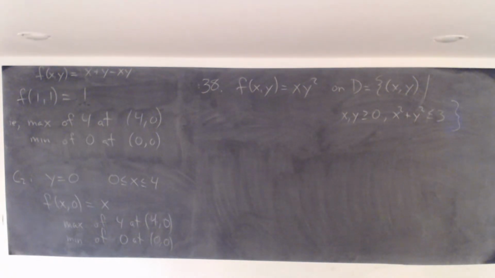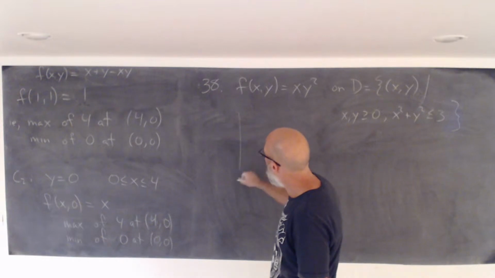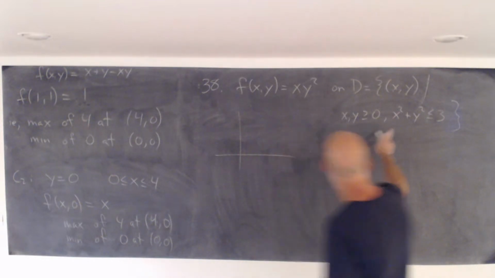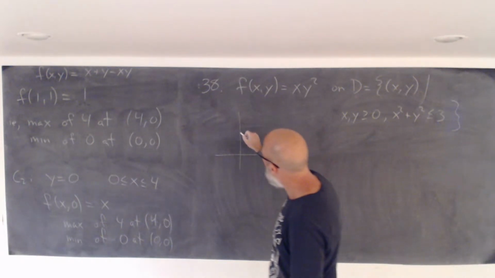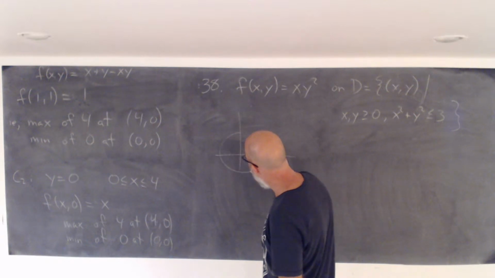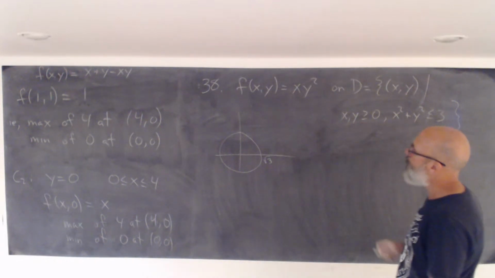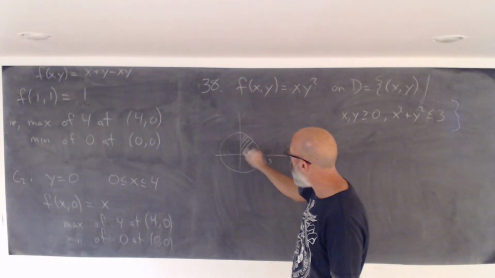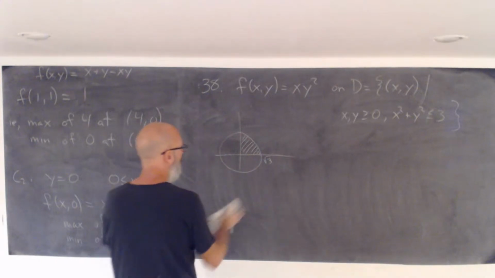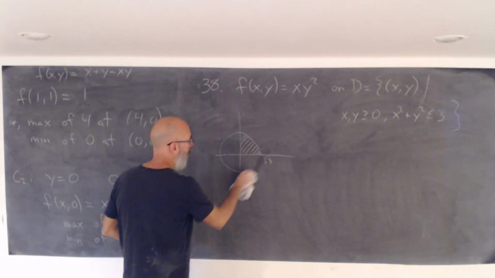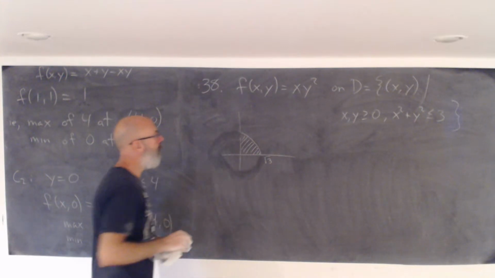Consider this. Take a moment to graph this domain D here to understand what's happening. x squared plus y squared less than or equal to 3. You know that to be a circle centered at the origin of radius √3. And if you are restricting your attention to x, y being bigger than or equal to 0, this is the domain at hand. There it is.